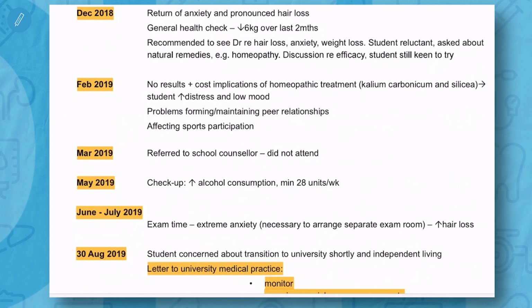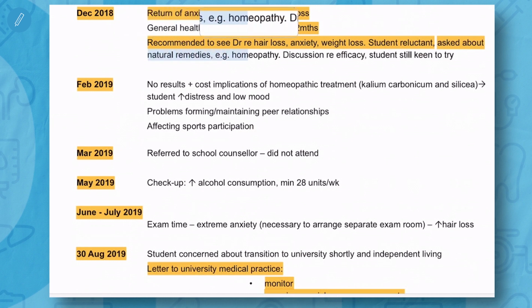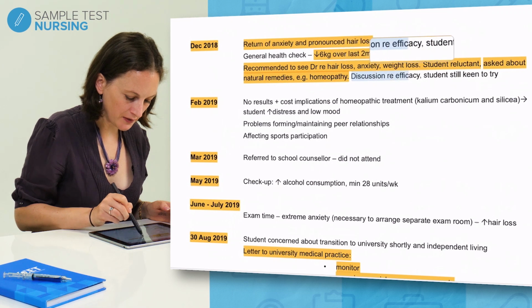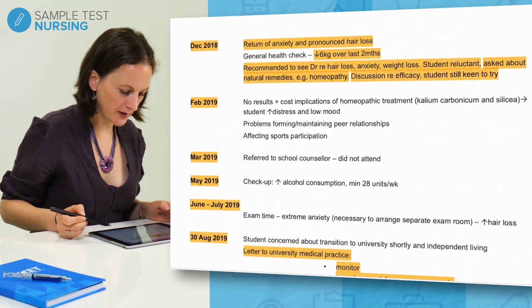In December 2018, the anxiety returns and with it pronounced hair loss. At Jake's checkup, we notice that he has lost 6 kilograms over the last 2 months. I can see that the nurse recommended that Jake sees a doctor about his hair loss, anxiety and weight loss, but that Jake is reluctant. He asks about natural remedies, for example homeopathy, and the nurse discusses the efficacy of these, but Jake is still keen to try.